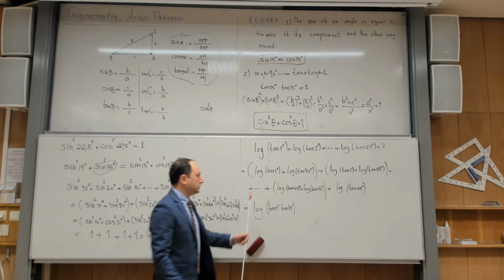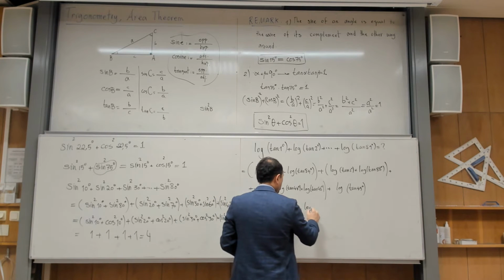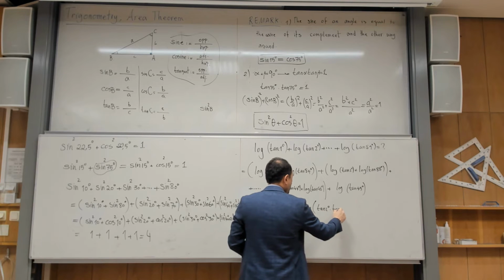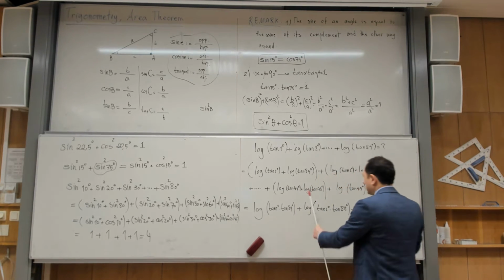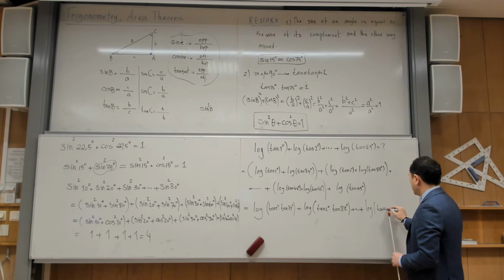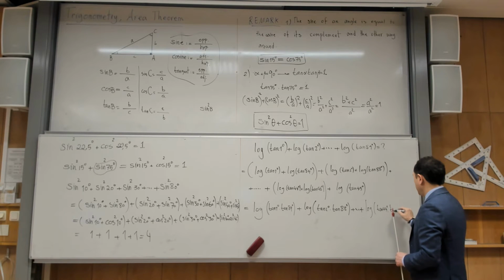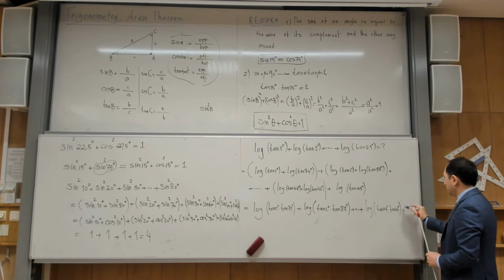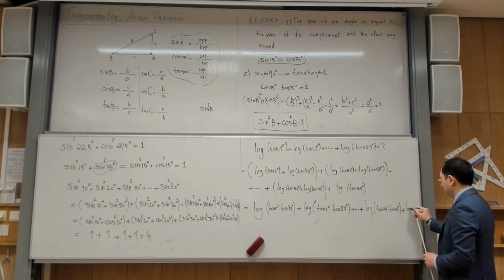And this will follow for the next one. So this becomes the logarithm of tangent of 2 degrees multiplied by tangent of 88 degrees. And this list will continue until this one. So this becomes the log of tangent 44 degrees times tangent 46 degrees. But then I have to live with the single term left. But that's not a problem. You will see why.